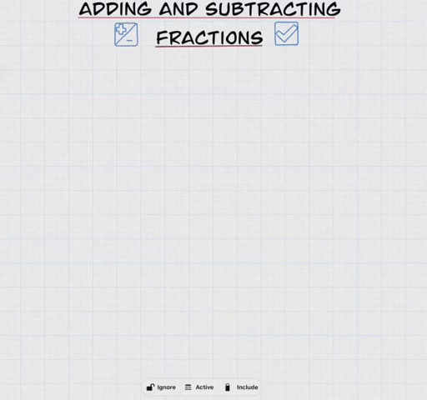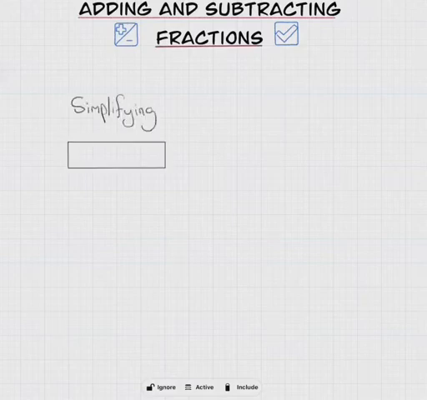Ladies and gentlemen, today we're going to talk about adding and subtracting fractions. Now, the first thing that I want to talk about is simplifying. Simplifying isn't adding and subtracting fractions, but it's an important skill that we need to use when we add and subtract fractions. Simplifying is just finding an equivalent fraction that has the smallest numbers possible.